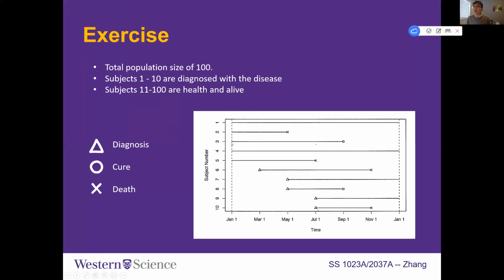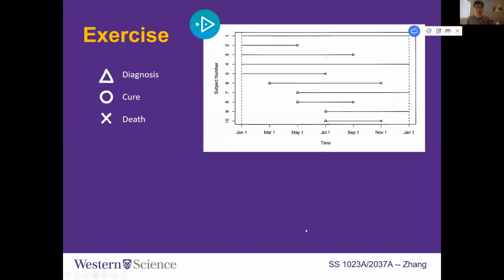And for the third individual, although he was sick for the first 8 months, finally he was cured on September 1st. And we use the triangle to denote the specific time the individual was diagnosed with the disease. So basically, we're ignoring the remaining 9 individuals because they are all healthy and alive for the whole year, so we didn't need to record their information. So now let's do some exercises.